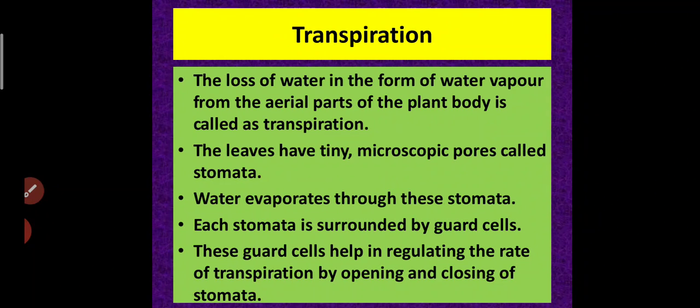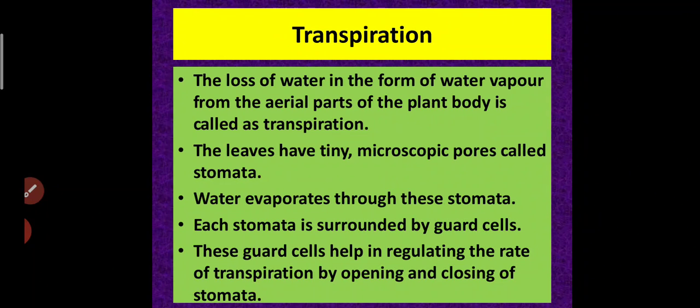Moving on to transpiration. What does this transpiration mean? Respiration of plants. So here the transpiration will take place in the form of loss of water vapor. So loss of water in plants in the form of water vapor from the aerial parts of the plant body is called transpiration. So aerial parts means what? Outside part of the plant body. The water will be lost in the form of water vapor. Then we call it transpiration, through which this loss of water will take place.